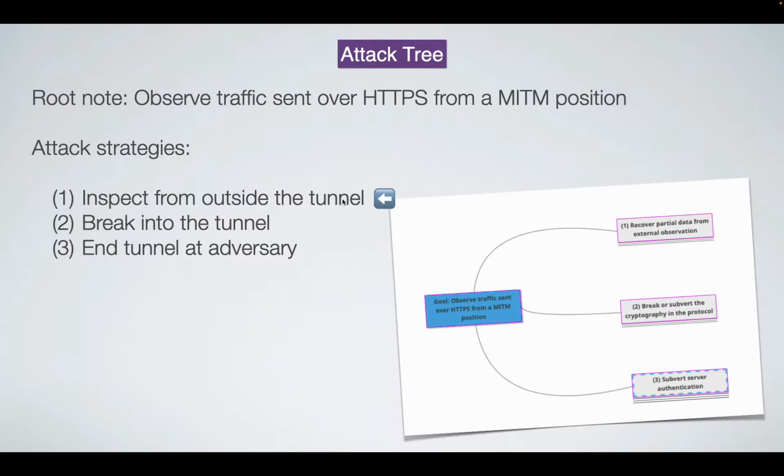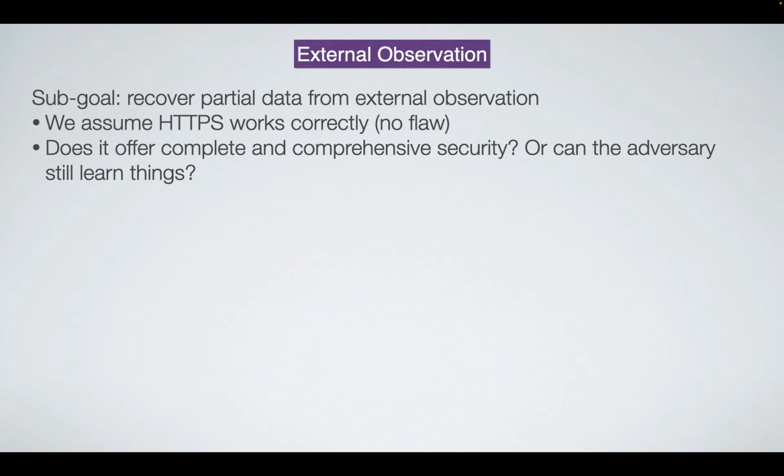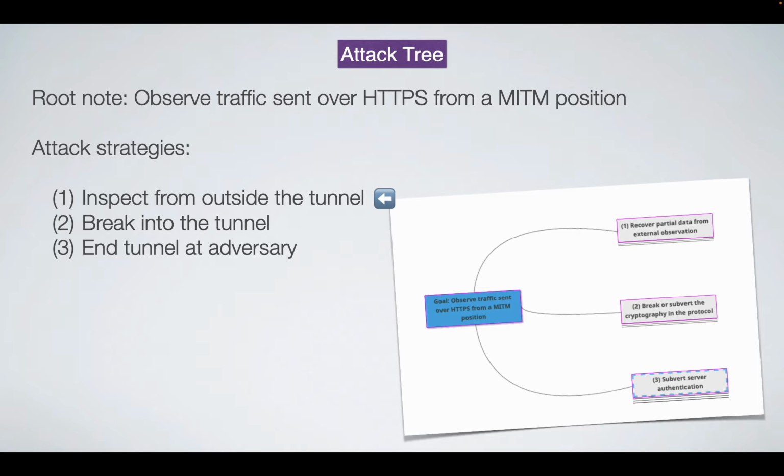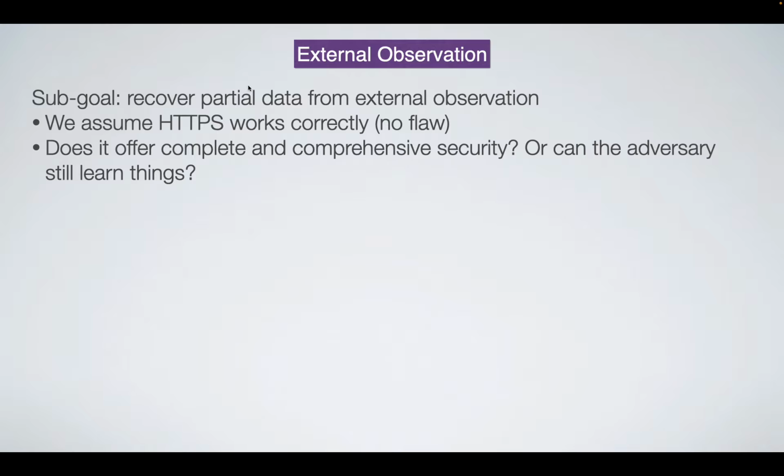Okay, so we're going to start with the first, which is inspect from outside the tunnel. So the sub-goal here, where do I have it? I kind of reordered them. So I say recover partial data from external observation. So that's what we're going to call the node.